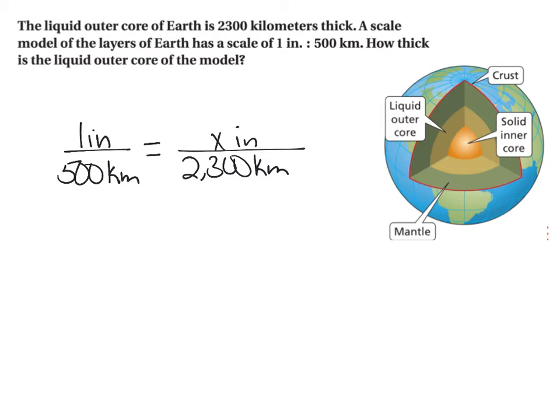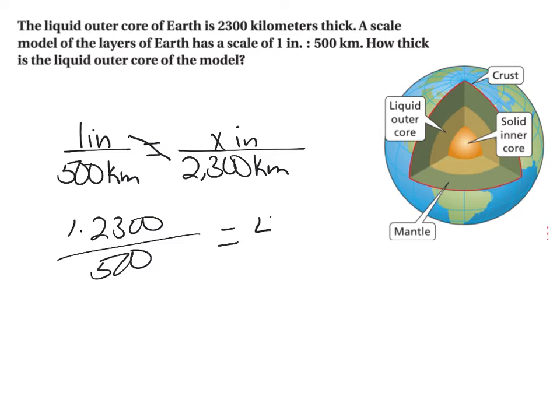So you can do cross products. So I would take 1 times 2,300, which is just 2,300, and then divide by 500. So 1 times 2,300 divided by 500 is going to give you 4.6 inches. So that is your answer. Okay, again, you just set up the equation like we were solving a proportion, because we are, and then use your cross products to solve for the variable that's missing.